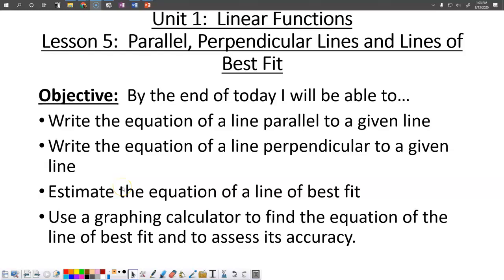All right, guys, this is our last lesson for Unit 1. Our next thing we'll do is our study guide and test for this particular chapter. We'll move on to a new unit.